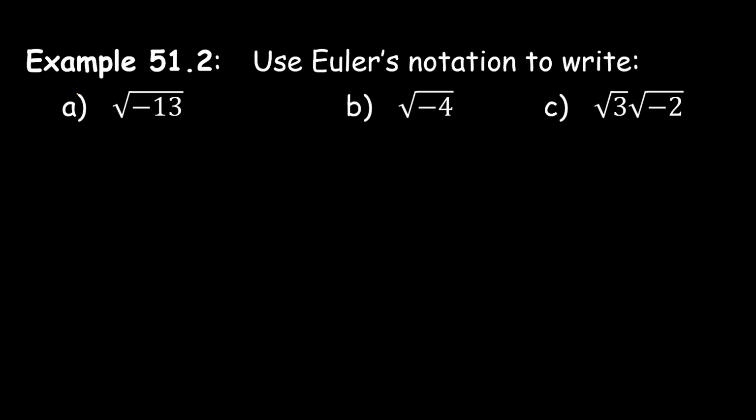So again, you want to write these things using Euler's notation. The square root of negative 13 is the square root of positive 13 times i, the square root of negative 1. The square root of negative 4 is the square root of positive 4 times i, which is 2i. The square root of 3 times the square root of negative 2, we just did, so I'm not going to do it again.